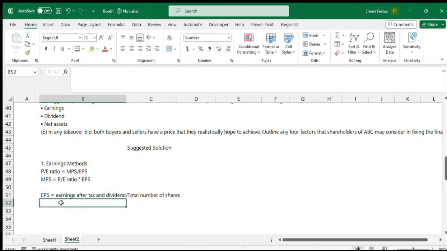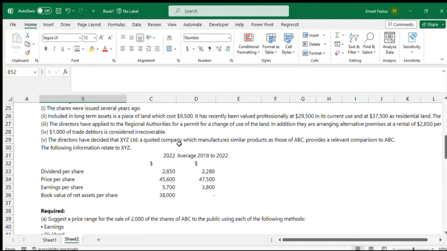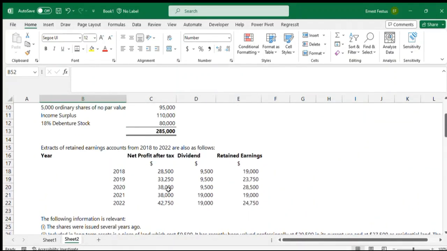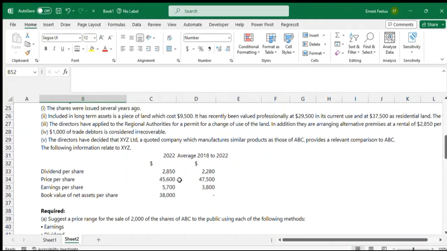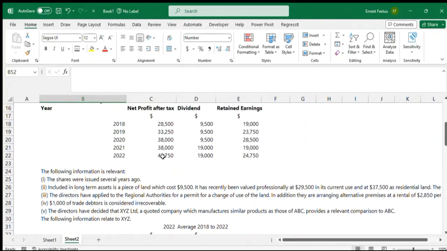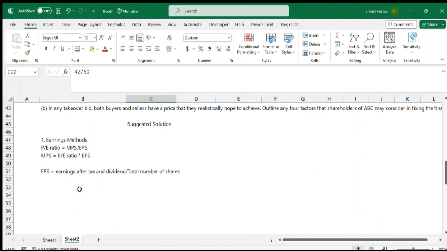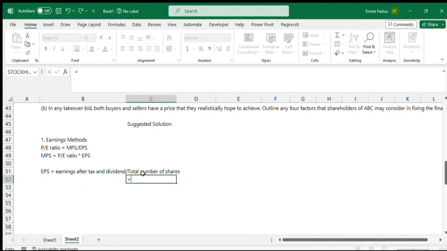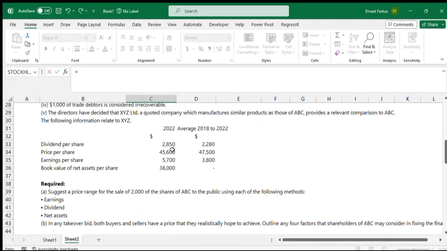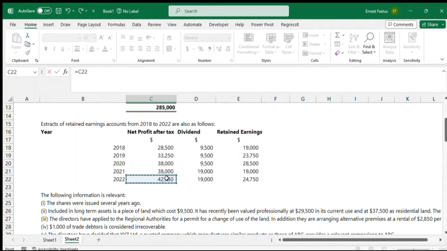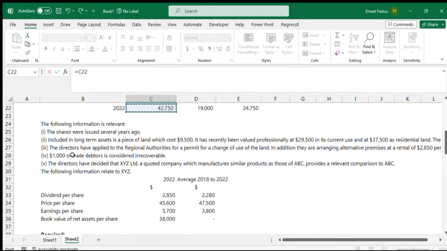Now, what is our earnings per share? Let's go back to the question. Our earnings after tax, we are considering the year 2022. So the earnings for 2022 is 42,750. I'll come here and put equals 42,750, and in my additional information I've been told that 1,000 of our trade debtors is considered irrecoverable.